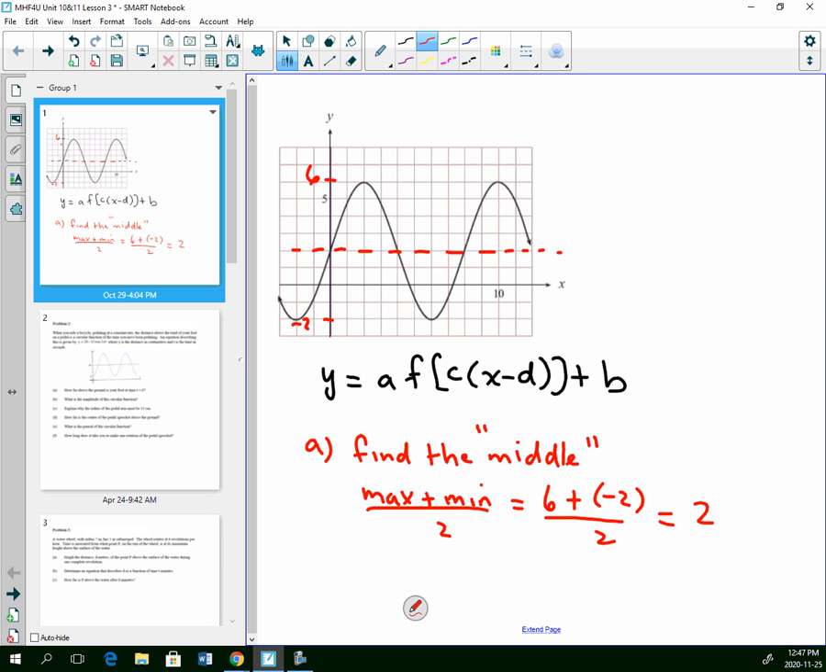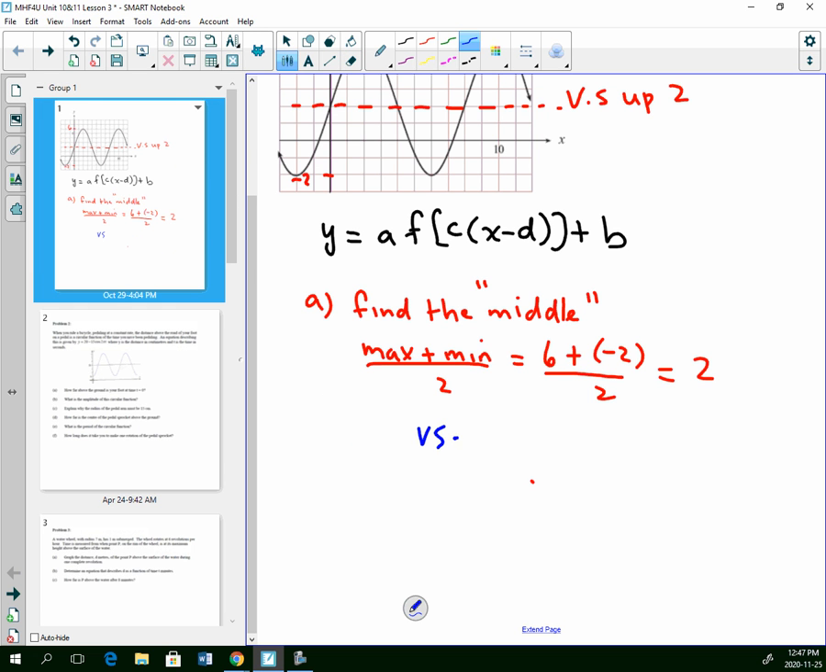So I can see that this is my vertical shift, right? The graph has been moved up 2. So that's my b value. Okay, so vertical shift is 2. The second thing I would look for is the amplitude.